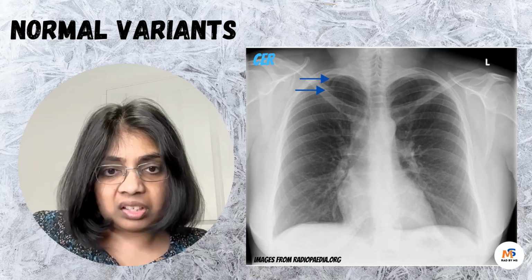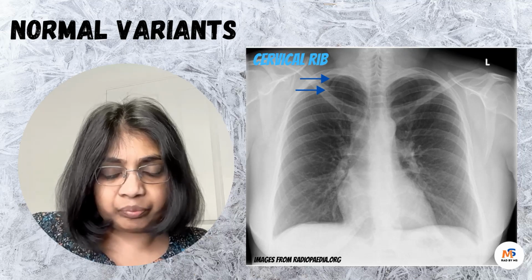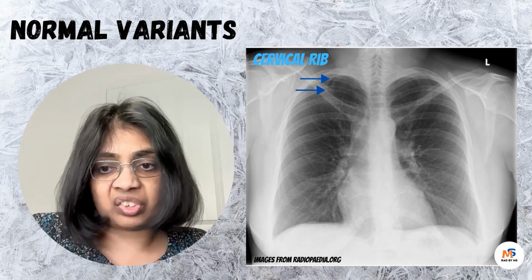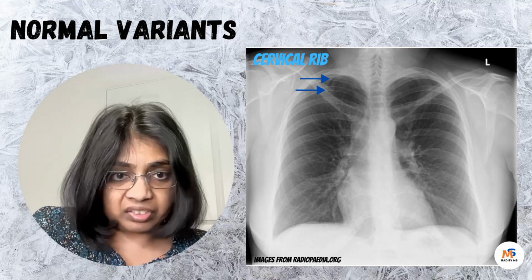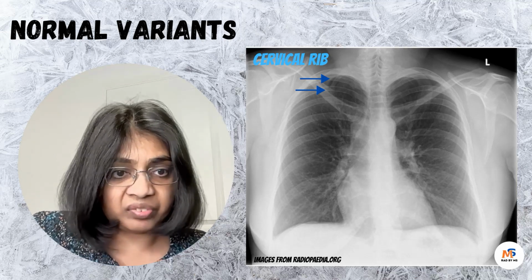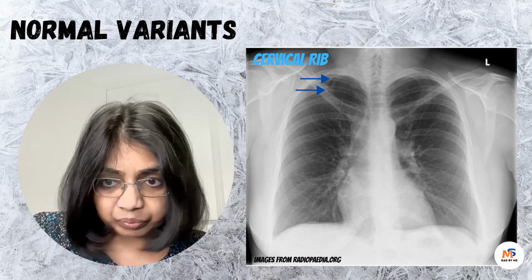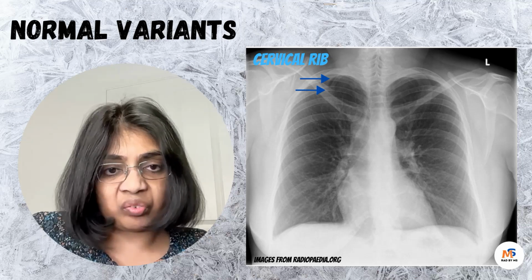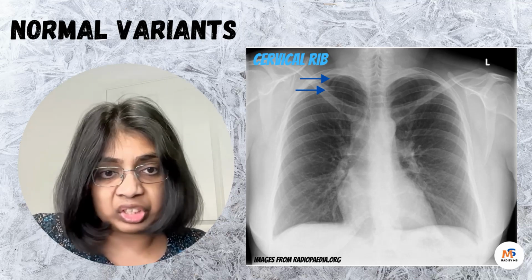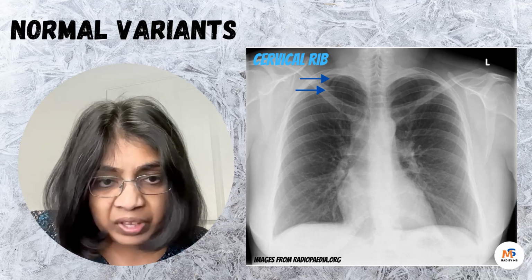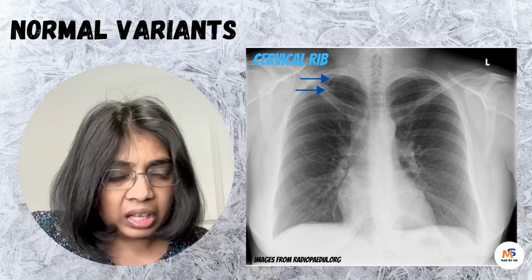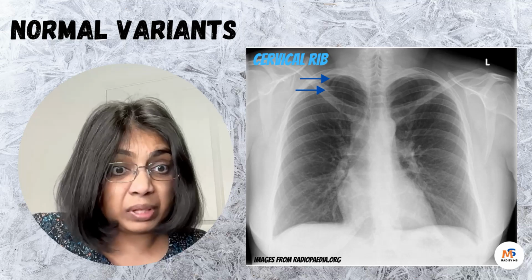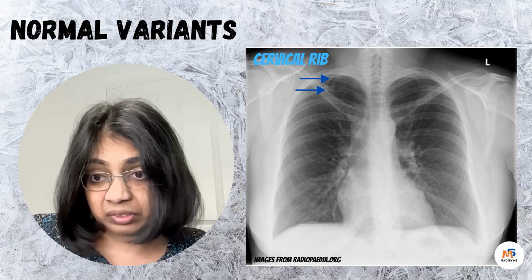The other type of normal variance you can get is of the skeleton. So you can have a cervical rib, as well as variants of the ribs itself. So you can have bifid ribs, and ribs may be hypoplastic or fused as well.